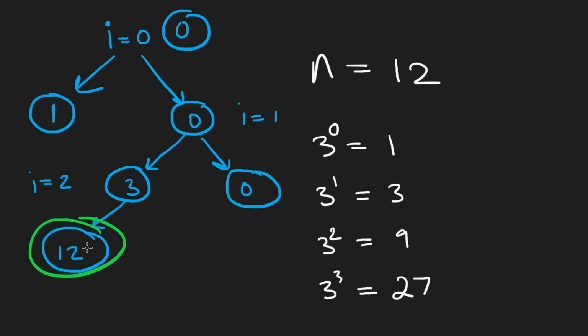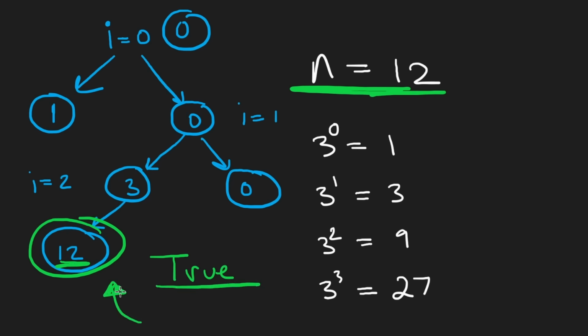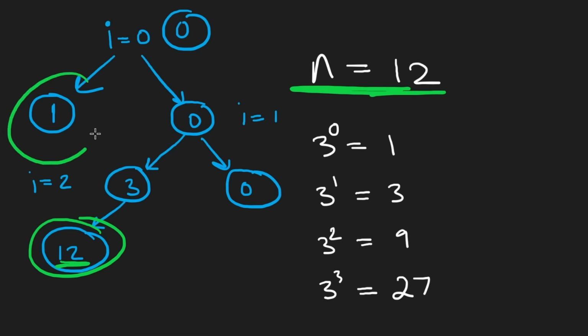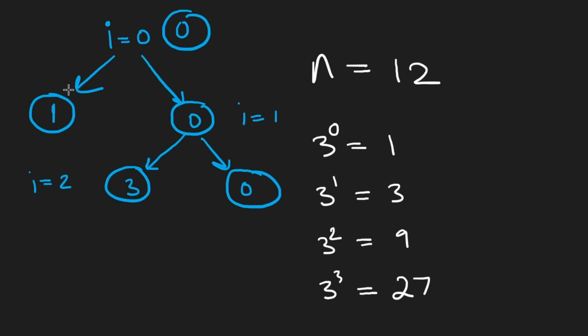I think it's very easy to recognize that this is the solution. Once our current sum equals the target number n, we can then return true. We just want to know if it's possible or not. So this is an example where we actually can find the solution. Now, let me explore another path just to show you what that might look like.